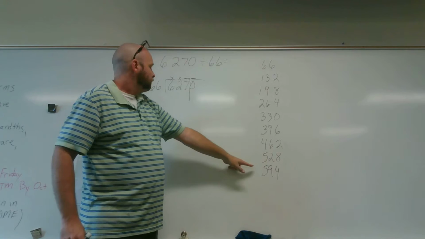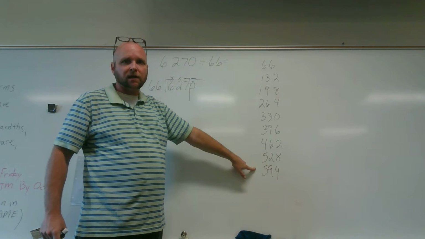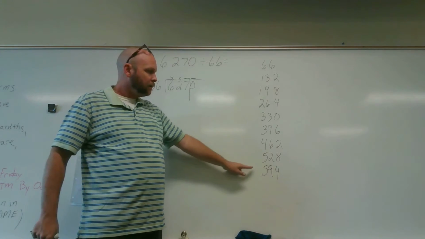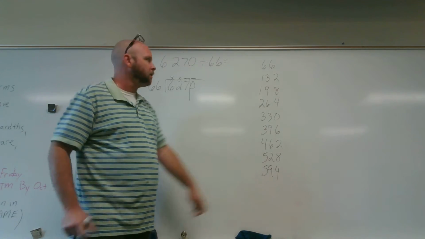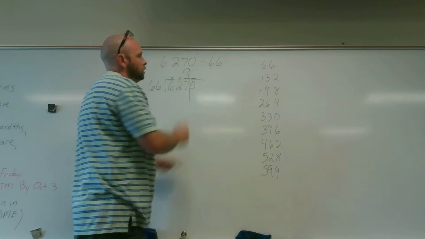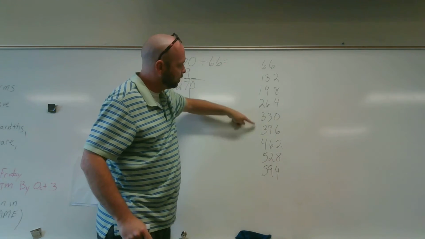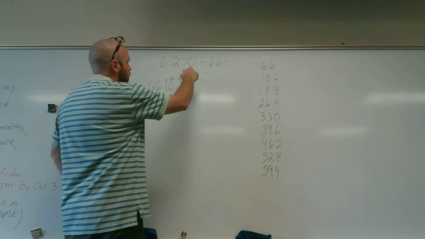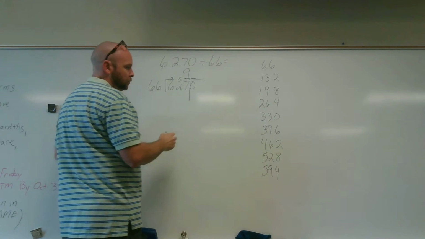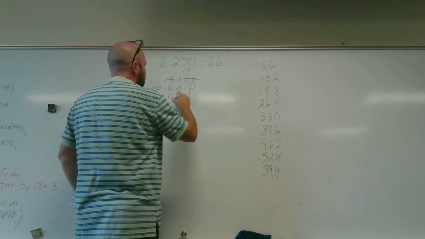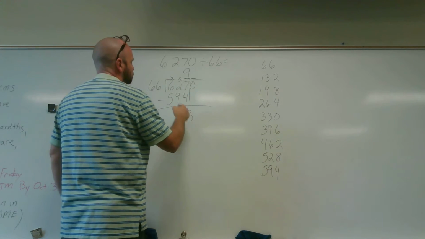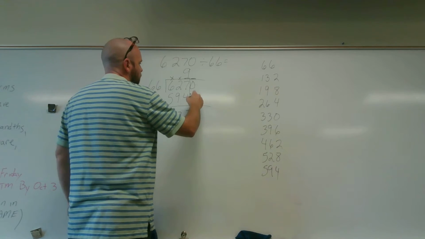Well, 594 is as close as I can get because I'm only putting one digit up at a time. 594 is as close as I can get, and that's times 9. If I didn't know that, it'd be 1, 2, 3, 4, 5, 6, 7, 8, 9. And I've already done my work. 66 multiplied by 9 is 594. Then I subtract. I get 3, and I get 3, and I bring down my 0.